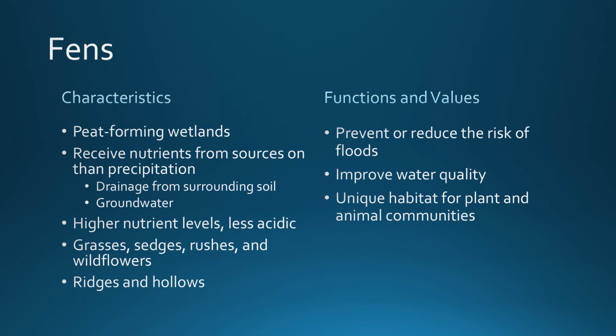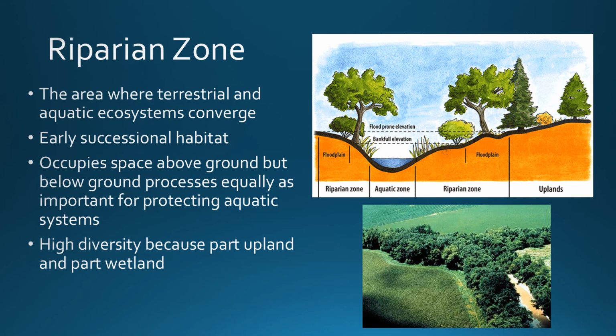And they also have these really cool ridges and hollows. So they'll have these areas that are kind of these parallel lines where it's a ridge of high productivity with a ton of flowers and plants on it, and then these hollows, these valleys in between the ridges that aren't as productive. And they, again, prevent or reduce the risk of flood, improve water quality, and they create a unique habitat for plant and animal communities. So if you're seeing the pattern here, all wetlands prevent flooding, improve water quality, create a unique habitat, and filter nutrients.